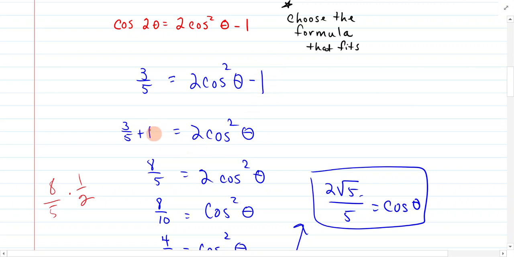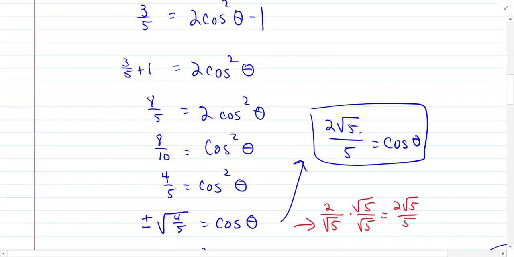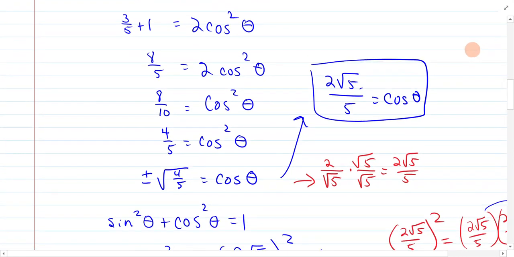So we're going to add 1, and 3/5 plus 1 is like 3/5 plus 5/5. And we have 2 cosine squared theta equals 8/5. Then we divide by 2, which is like multiplying by a half. And so when you do that, you're multiplying 2 times this 5. So we have 8 over 10 equals cosine squared theta. Reduce that, that's 4/5. Take the square root of both sides. So cosine theta is plus or minus the square root of 4 over 5.